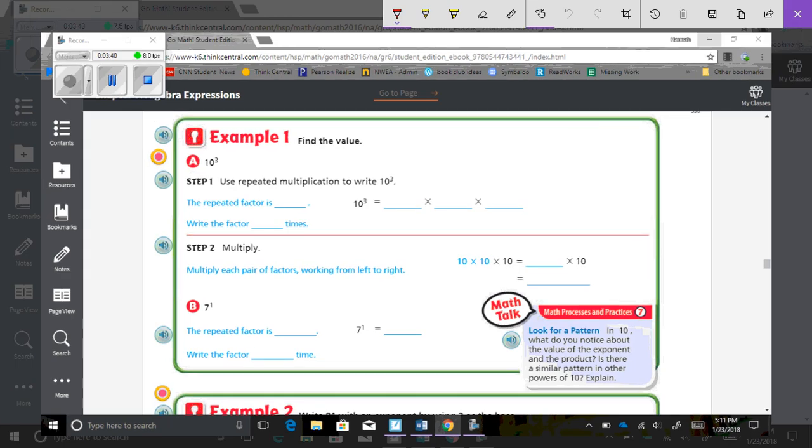Example 1, find the value. 10 to the 3rd power, or 10 cubed, is what we're looking at. So I used repeated multiplication to write 10 cubed. The repeated factor is 10. And we're going to have to write the factor 3 times, which means I'm going to take 10 times 10 times 10. That is not 10 times 3, okay? This does not equal 10 times 3. It is 10 times 10 times 10.